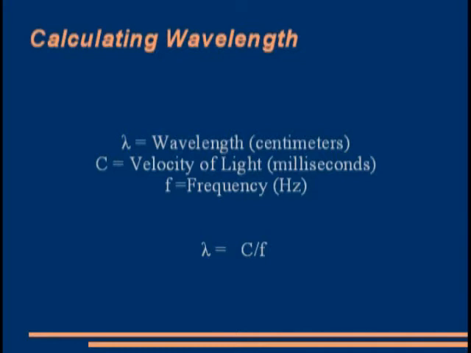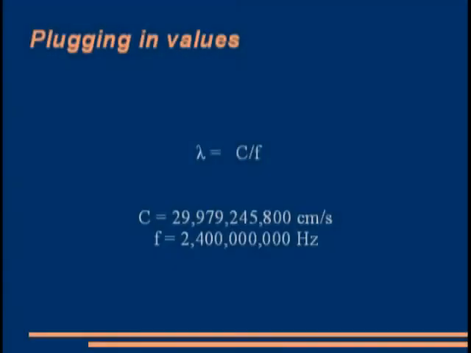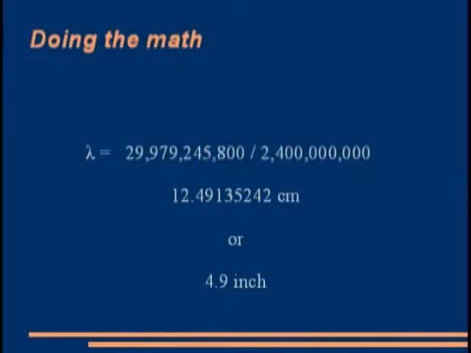So, because we're going to be working a lot in 2.4 gigahertz, we know that the frequency is going to be 2.4 gigahertz, and we know that the speed of light is 29,979,245,800 centimeters per second. So lambda, or wavelength, is equal to c divided by f. So your wavelength is equal to 29,979,245,800 divided by 2,400,000,000. And when we plug these values in for Wi-Fi, the wavelength comes out to about 12.49 centimeters or 4.9 inches. So there we go. Now we understand what the wavelength is.